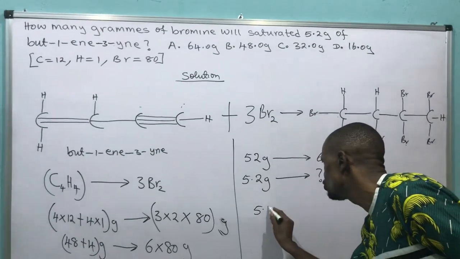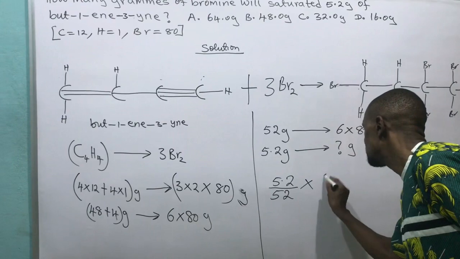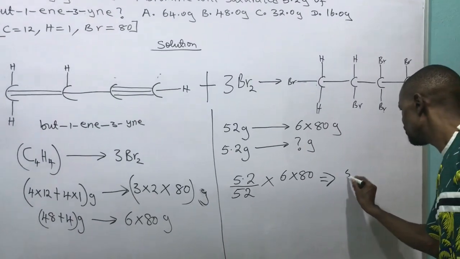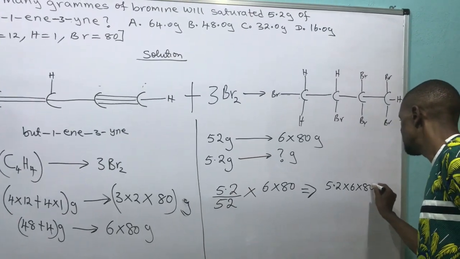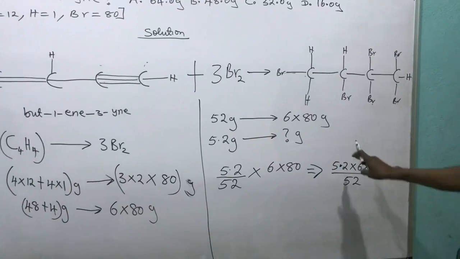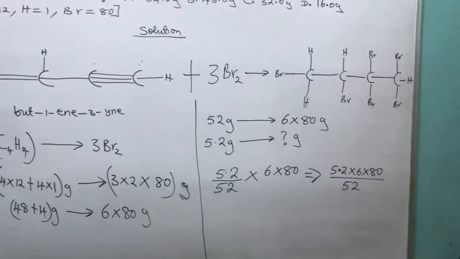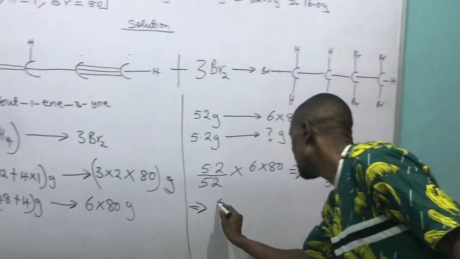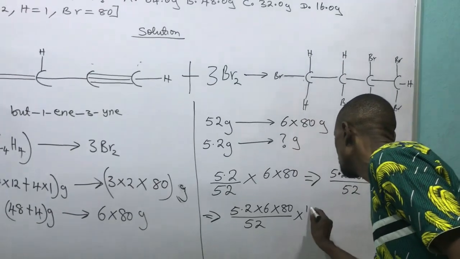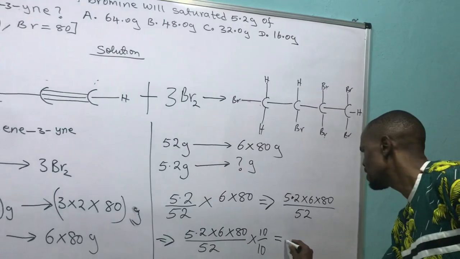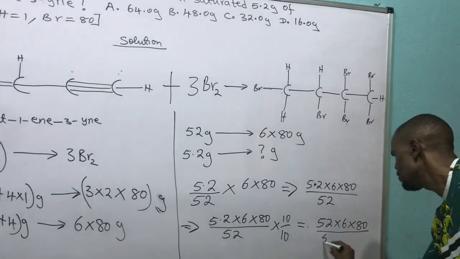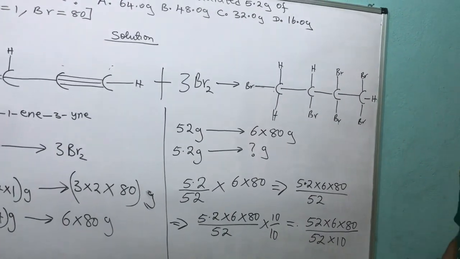I will now have 5.2 divided by 52, times 6 times 80. This is the same thing as 5.2 times 6 times 80, all over 52. Then let's see the fraction here, 5.2. For me to clear this fraction, I have to multiply down and up by 10. I will have 52 times 6 times 80, all over 52 times 10. You remember that JAMB doesn't give a calculator, and that's why I'm doing this.